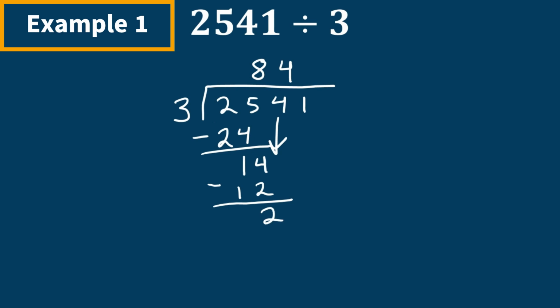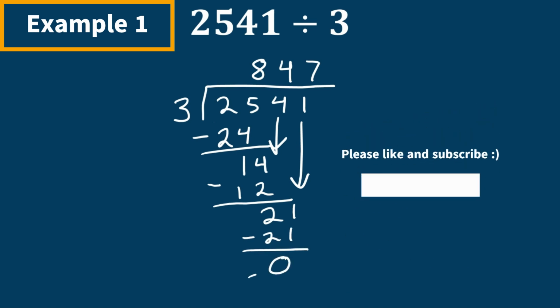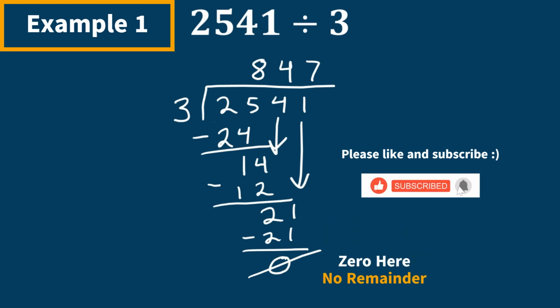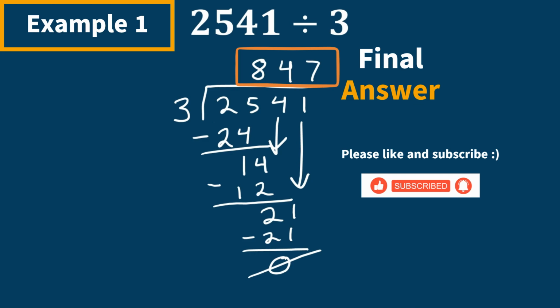Since 3 cannot go into 2, we bring the last number down. How many times can 3 go into 21? 3 goes into 21 7 times. 7 times 3 is 21, so we subtract that from this number. Since we have a 0, that means we have no remainder. Therefore, 847 is our final answer.